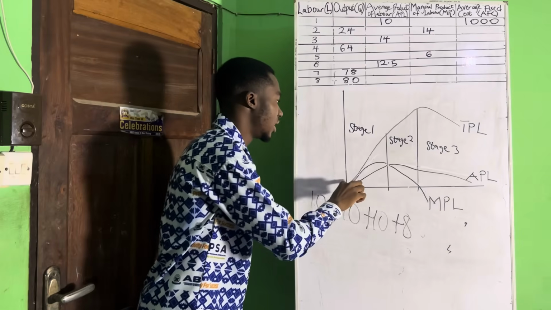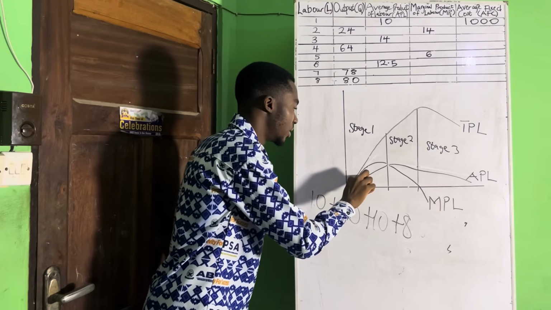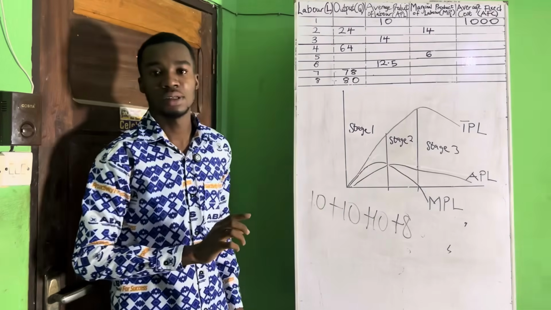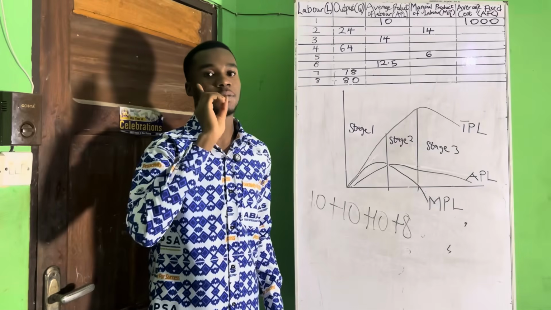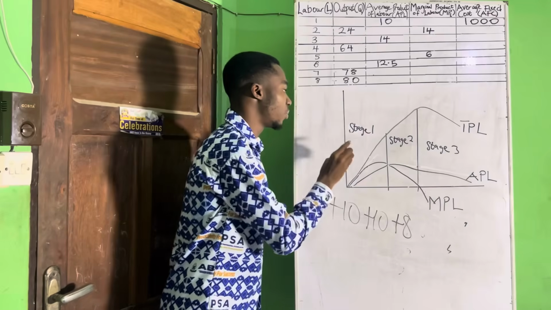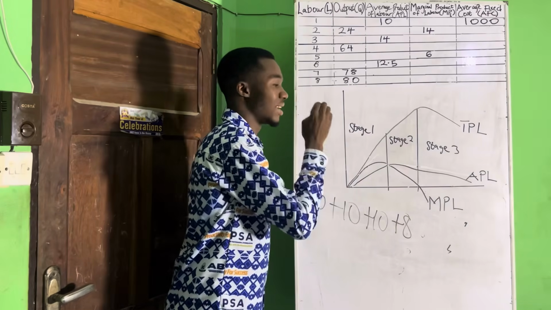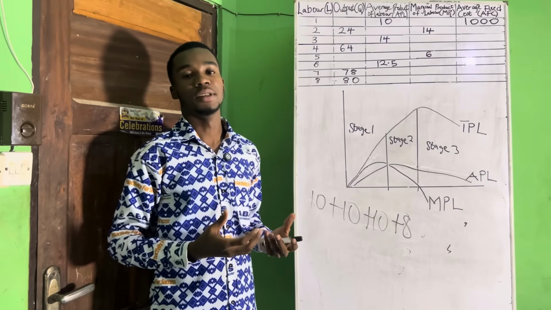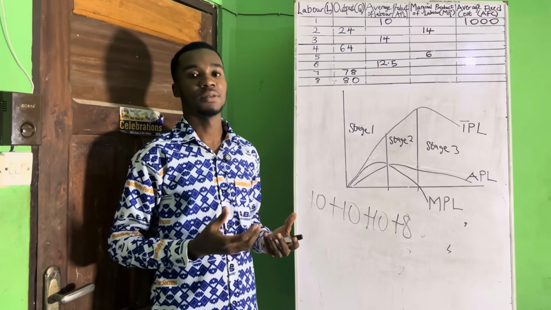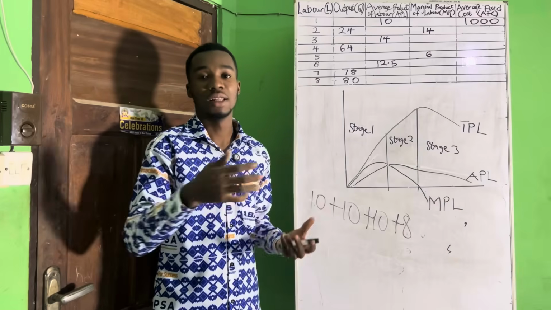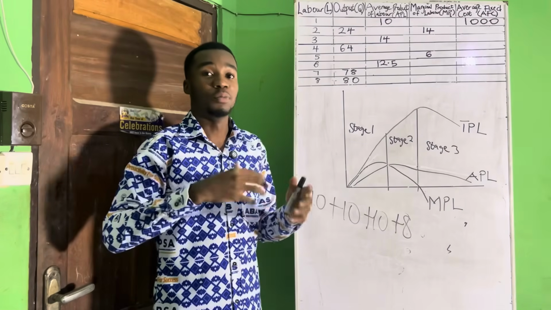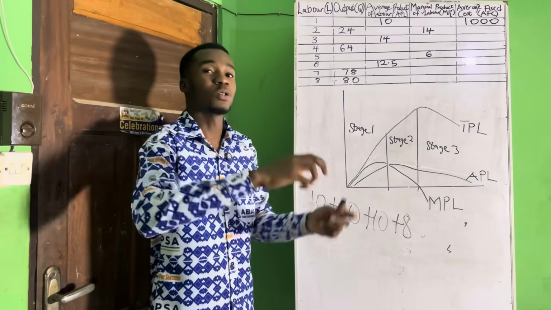So it means in stage 1, it starts increasing. Then when it reaches the maximum point, then it stops. That's the first observation. So the first observation is that marginal product of labor starts rising and reaches its maximum. So this explains the law of diminishing marginal returns. The law of diminishing marginal returns says that as you are adding more labor to the company, it will get to a point where some of them would be producing less than those that were there because of overcrowding.